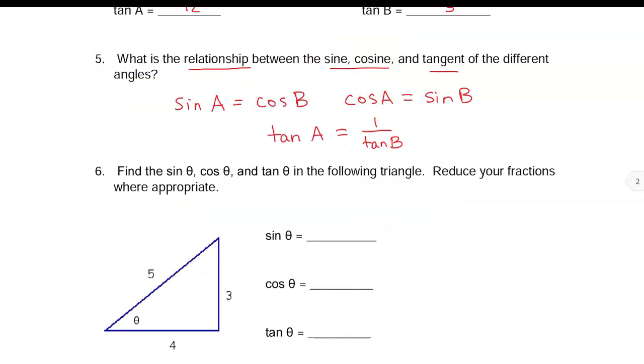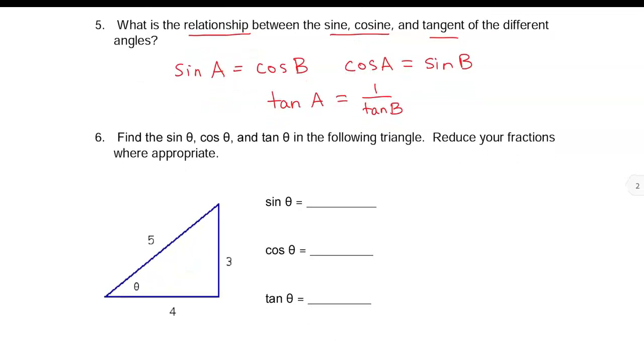Number 6, we have a new triangle here. This time I don't have it labeled with angles A, B, and C. Instead, I'm using that symbol, that theta symbol. It's in the corner down here on the left. So focus on this angle here now when you try to look for sine, cosine, and tangent. Pause the video and do these three real quick.